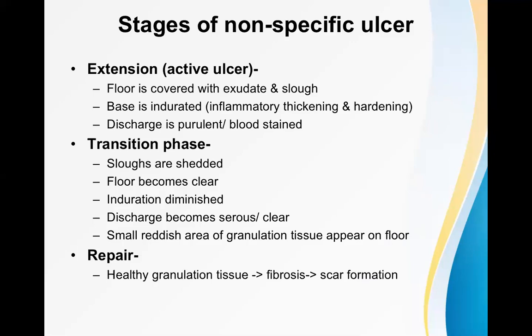Now, we are coming towards the end of this important topic. What are the stages of non-specific ulcer? Please pay attention. Those stages can be discussed under three different headings: active ulcer, transition phase, and repair phase. It means from the active stage of the ulcer, they are going towards the healing phase. That is the meaning. So in the extension or active ulcer phase, the floor is covered with exudate and slough.